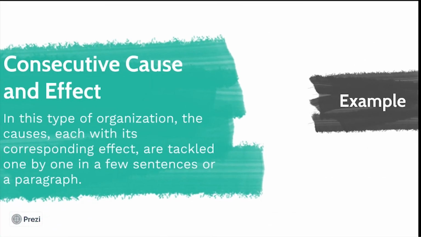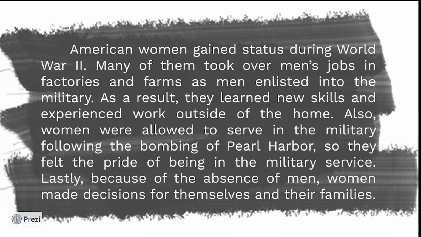The third one is consecutive cause and effect. In this type of organization, the causes, each with its corresponding effect, are tackled one by one in a few sentences or a paragraph. Meaning to say, the writer explains each cause and effect completely before moving on to the next cause and effect. Now let's read a given example.